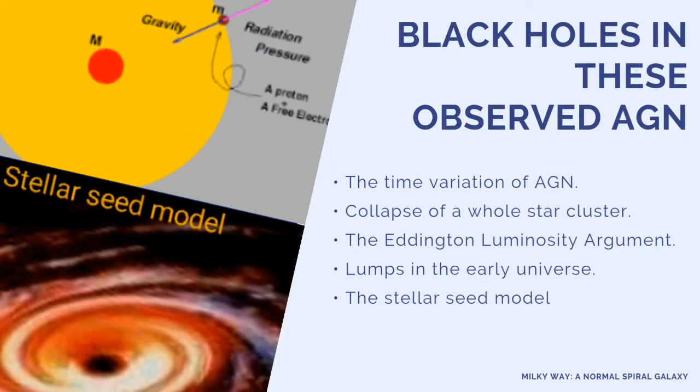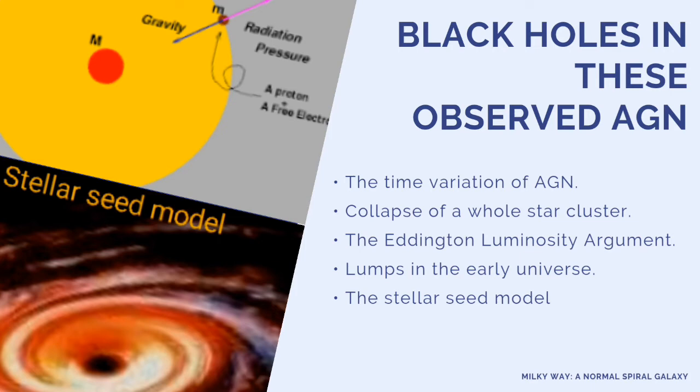Black hole in this observed AGN. The time variation of AGN. The Eddington luminosity argument. Lamps in the early universe. The stellar seed model. Collapse of the whole star cluster.